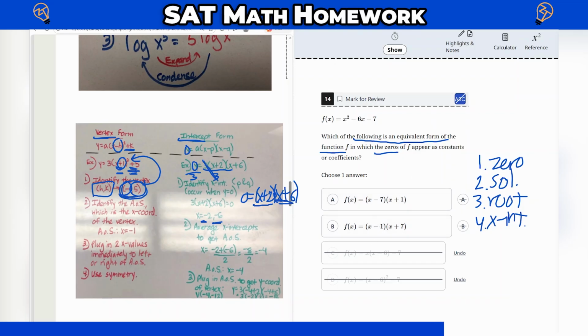So keep in mind that when you're finding the x-intercepts, you're making y 0. In this case, it'd be saying the x-intercepts are 7 and -1 versus here it's +1 and -7.